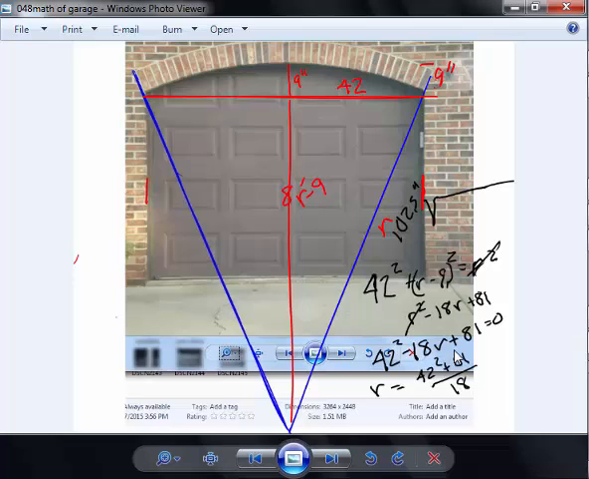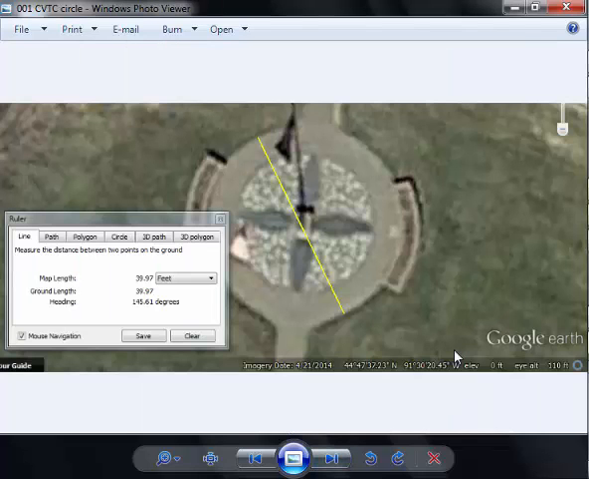So I can do the math and I get 42 squared plus r minus 9 squared is r squared. I take r squared away from both sides and I get 42 squared minus 18r plus 81 equals 0, or the radius is 42 squared plus 81 divided by 18, or the radius is 102.5 feet, which is a little bit less than 9 feet. That's the lesson.